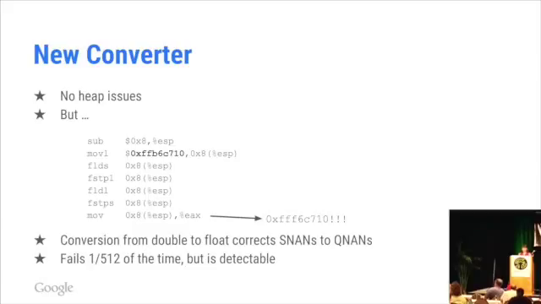S-NaNs are different. They're called signaling NaNs. And according to IEEE 754, depending on the alignment of the planets, at some point they may throw a floating point exception. So this assembly basically corrects an S-NaN to a Q-NaN, so you're not spuriously throwing exceptions, but it also has the problem that then you lose the value. So I can detect this case, which means my exploit will fail 1 out of 512 times, but it is detectable, so if this ever happens, my exploit just exits.